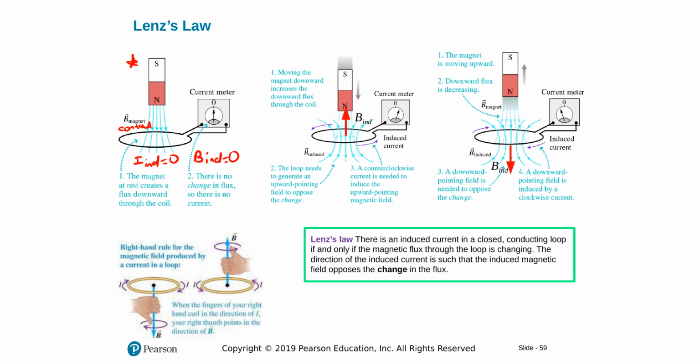But if it's coming closer, as we considered in the previous page, it will generate a magnetic field inverse to the background magnetic field. The background magnetic field is down, B induced will be up, and the second right hand rule tells us that the induced current should be in this direction. Looking from the top, that would be counterclockwise.